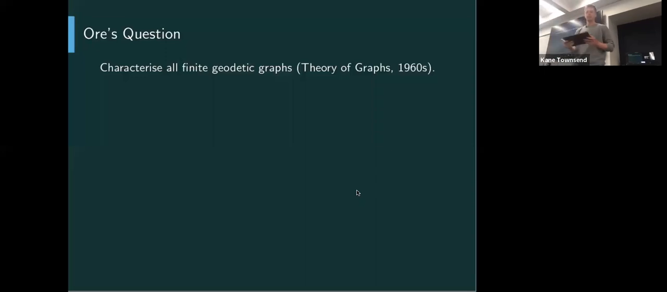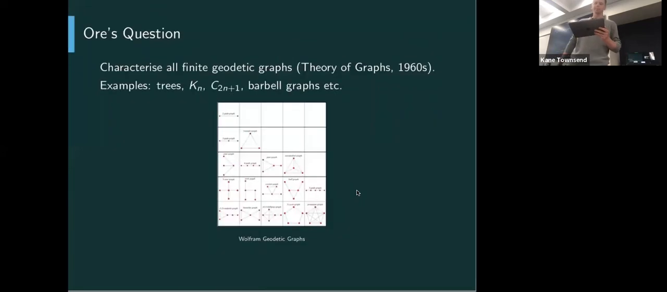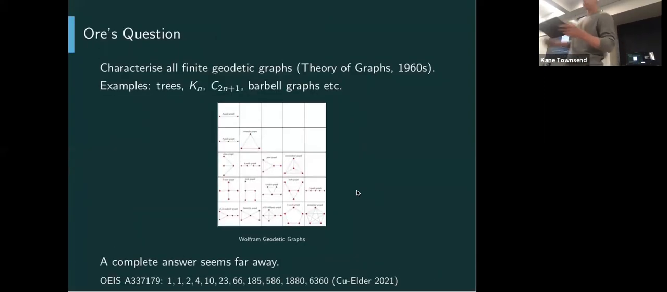Back in the 1960s, Ore asked the question to characterize all finite geodetic graphs. If you look on Wolfram Alpha, they'll give you a list up to 5 vertices, a classification of all of them, but for greater numbers of vertices there's no sort of complete answer here. But Murray and his post summer school student wrote some code and produced graphs up to, I believe it's 10 vertices.